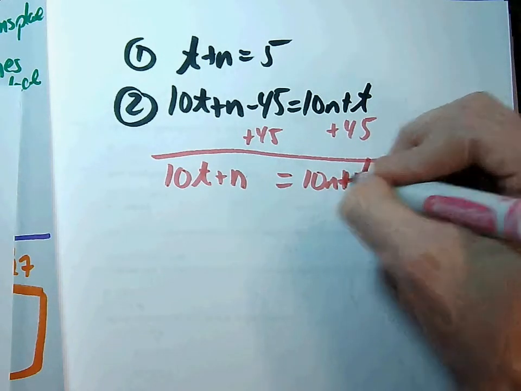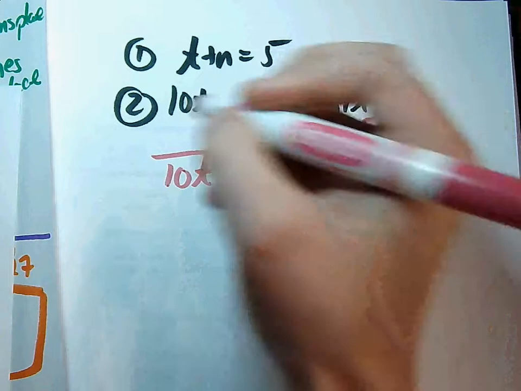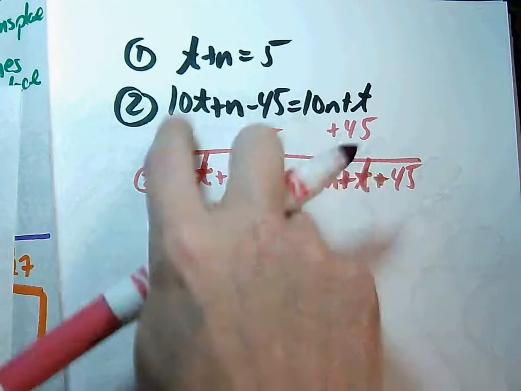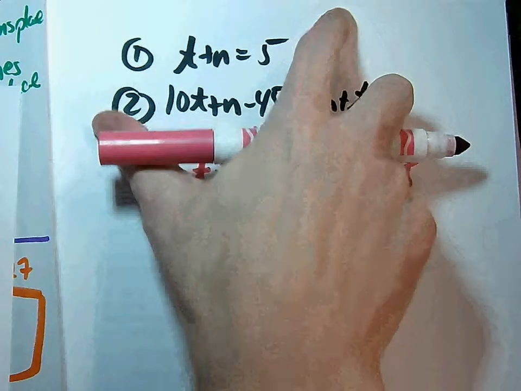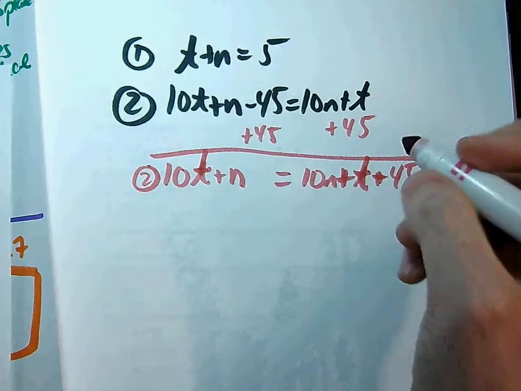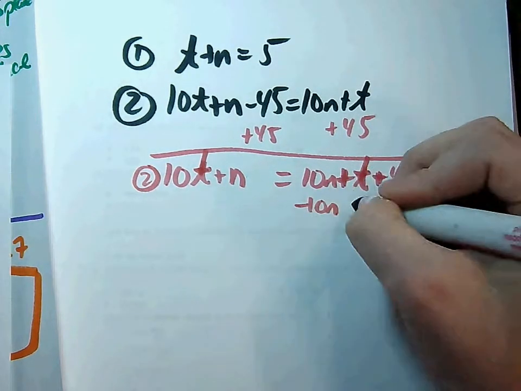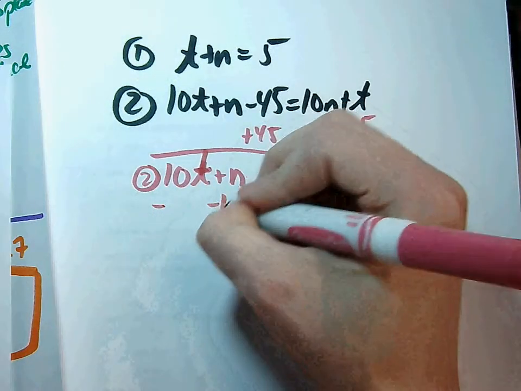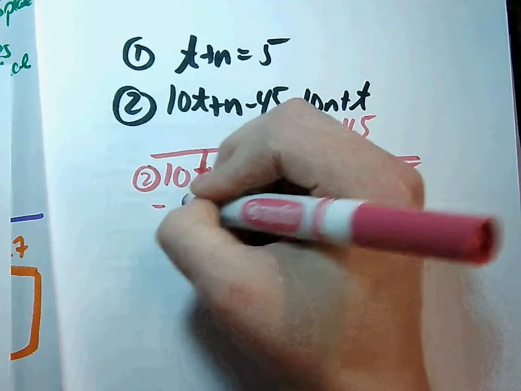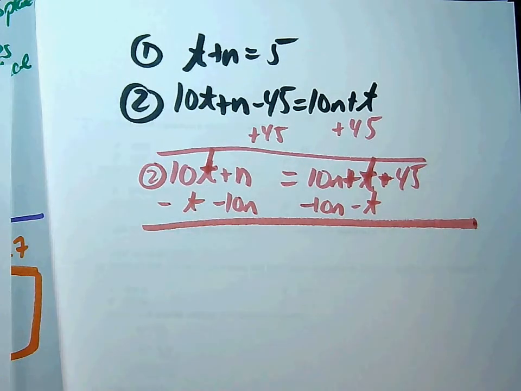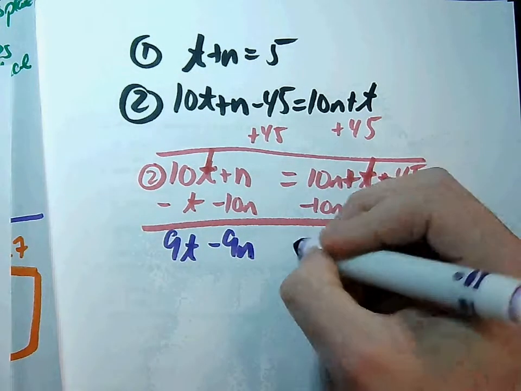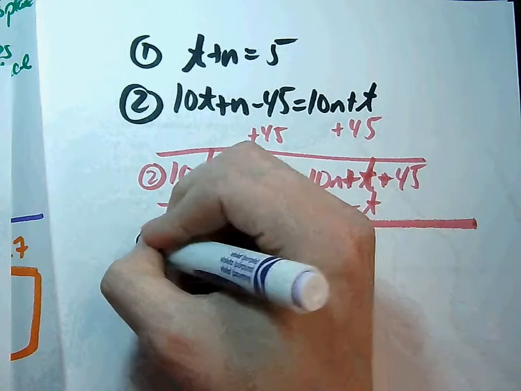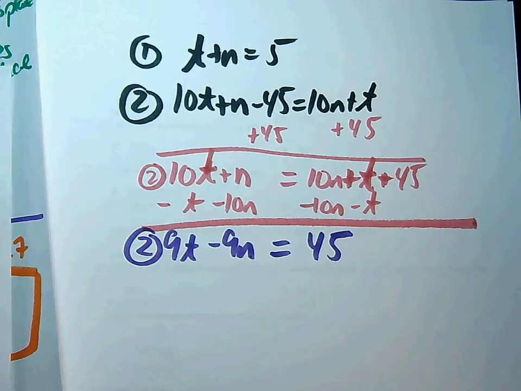You see why I use a cursive t? And I'm writing a 2 here to remind myself that everything I'm doing right now only has to do with my second equation. Some of you get lost at what you're doing and what it relates to. Then, for me, I would subtract 10n and t on both sides. And that's going to give me 9t minus 9n equals 45. This is equation 2 that I just rewrote.